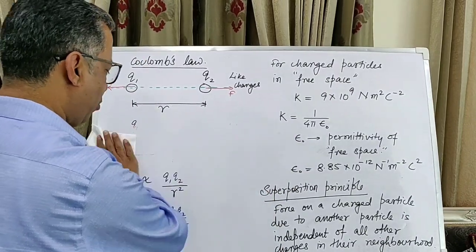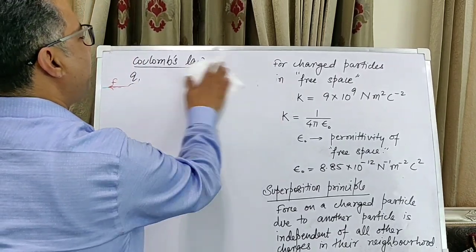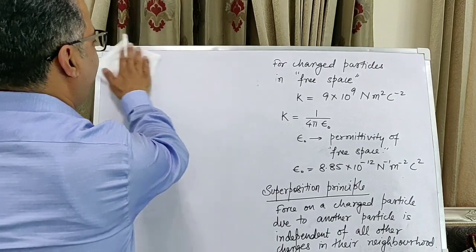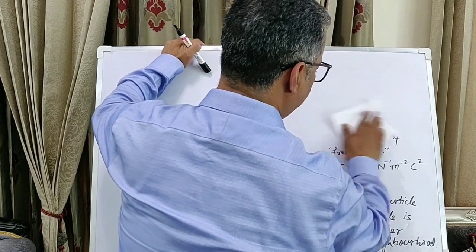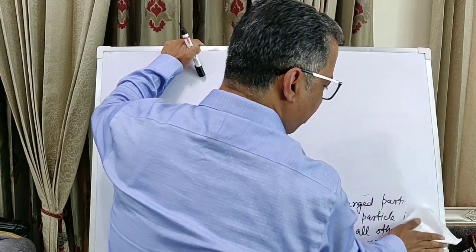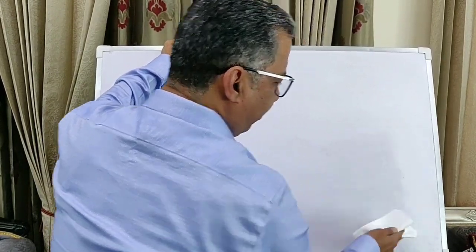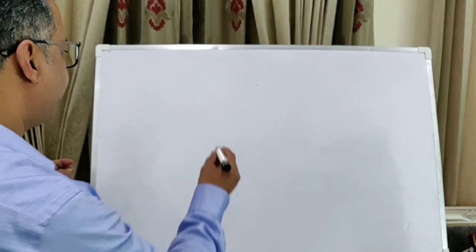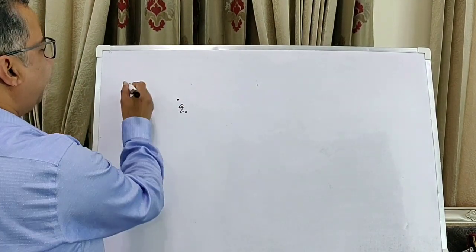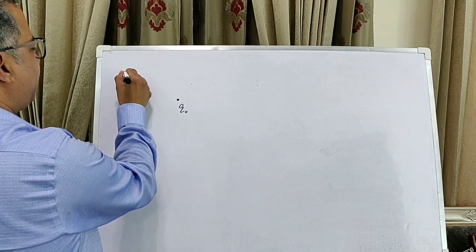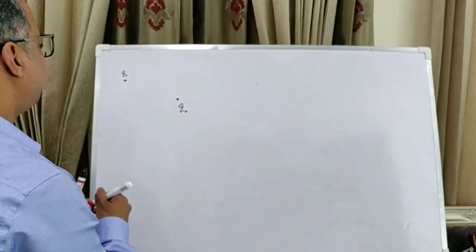We will discuss a little more about this. Essentially, it is about the independence of forces between two charged particles on the presence of other charged objects in their neighborhood. So let's imagine that we have a charged particle over here, Q0, and a charged object, Q1, exerts a force, F1 on it.